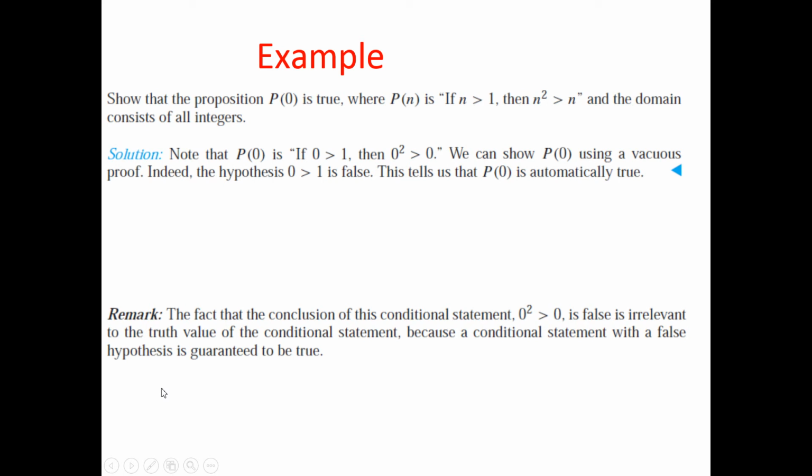There is something important which you should note. The fact that the conclusion of this conditional statement, 0² is greater than 0, is false is irrelevant to the truth value of the conditional statement, because a conditional statement with a false hypothesis is guaranteed to be true.